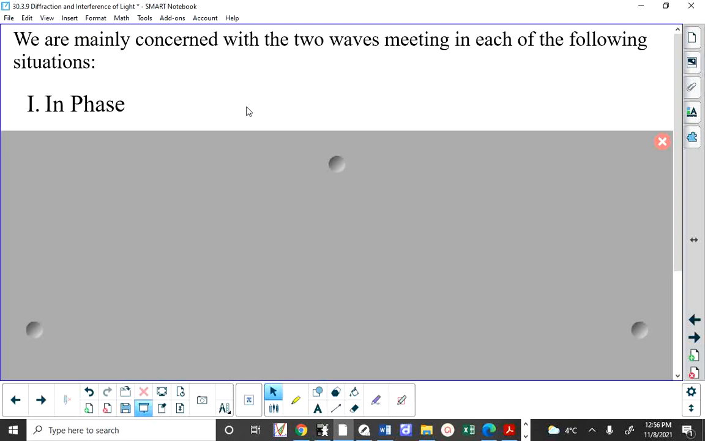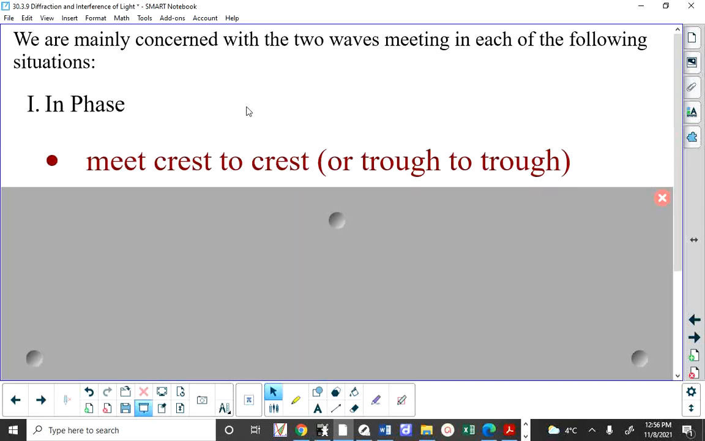And all this means is that at that point in time, the two waves are meeting crest to crest. So the peak of a water wave and the peak of a water wave are in the same place at the same time. Or trough to trough. The idea here is if one of the waves at that point in space is pushing the water to its highest point, and the second wave is also pushing water to its highest point, then the two waves kind of join forces and push the water up to an even higher point.